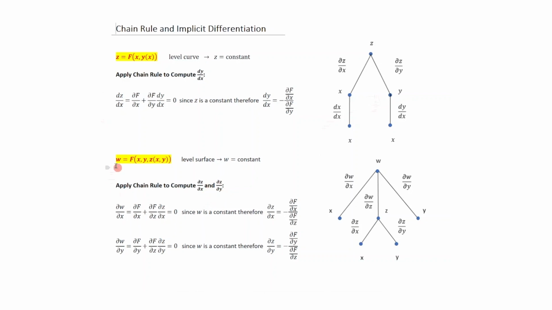So if we do ∂w/∂x and break this out, this is ∂f/∂x plus ∂f/∂z times ∂z/∂x. And again, because it's a level surface, w is a constant, so the derivative of this will be equal to 0. So you can solve for the partial ∂z/∂x. Similarly, you can do it for ∂z/∂y. And again, because it's a level surface, the derivative is equal to 0. And the diagram here basically would be representing these computations that I've shown here.